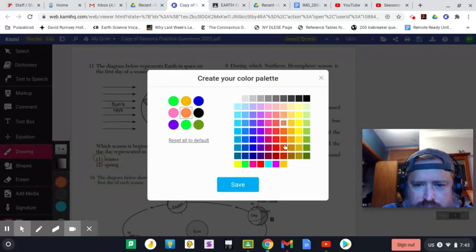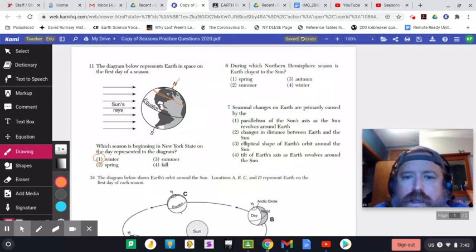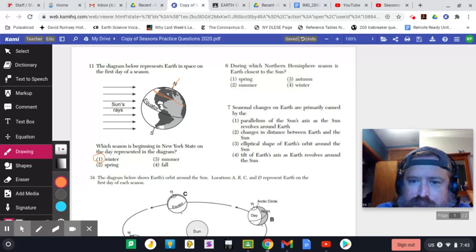Let's switch to red. Red feels more contrast, a little easier to see. Okay, come up here, number 6. During which northern hemisphere season is Earth closest to the sun? So this is working on A, elliptical orbits, and B, that idea that it's not a reason for seasons, because we are actually closest in winter.